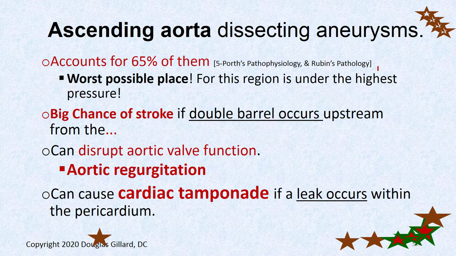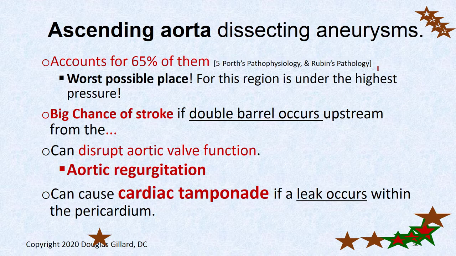Ascending aorta dissections are the worst possible place because it's next to the aortic valve. But about 65% of all of them occur in this region. Why? Because there's so much pressure there. There's a really big chance of stroke if a double barrel occurs, because if it occurs in the ascending aorta, we're upstream from the pipes that go up into the brain. The brachiocephalic artery and the left common carotid artery both go up into the brain.